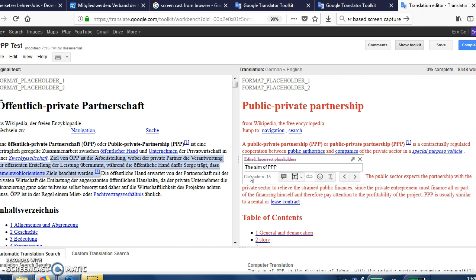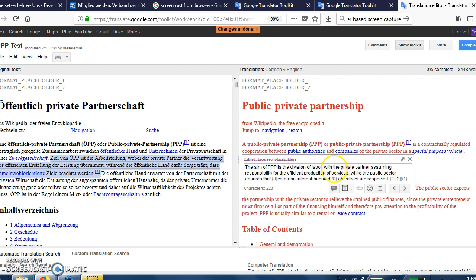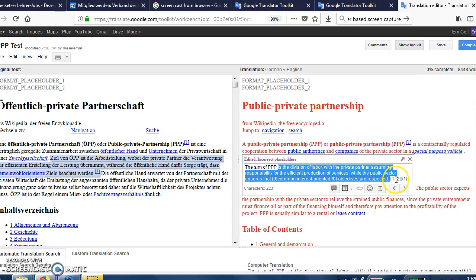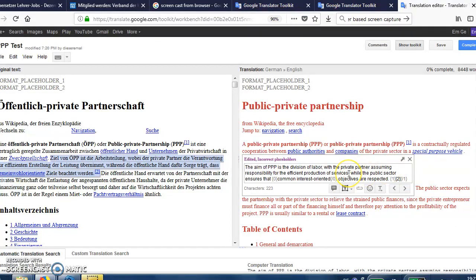I've uploaded it in Translator Toolkit, and now I deleted the automatic translation. You see it again. You see the division of labor with the private partner assuming responsibility for. The original is already very verbose, so that's why I'm going to shorten it, and the machine cannot. The machine is just going to translate word, is not word by word. The machine is smarter than that nowadays, but it's just going to include all the information, and it cannot decide which parts of information are necessary.